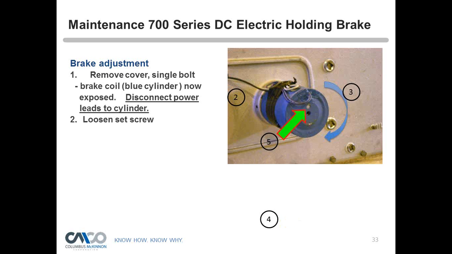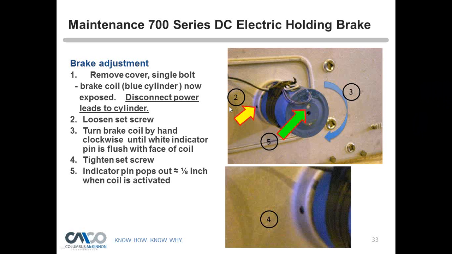There's a set screw here. You can see on number 2 here, there's a set screw. That set screw is holding that cylinder in place, so it's not allowing it to rotate. So you want to undo that set screw. And then if you turn that cylinder clockwise, that will basically tighten down the cylinder, and there is a white button on there. It's a nylon button.